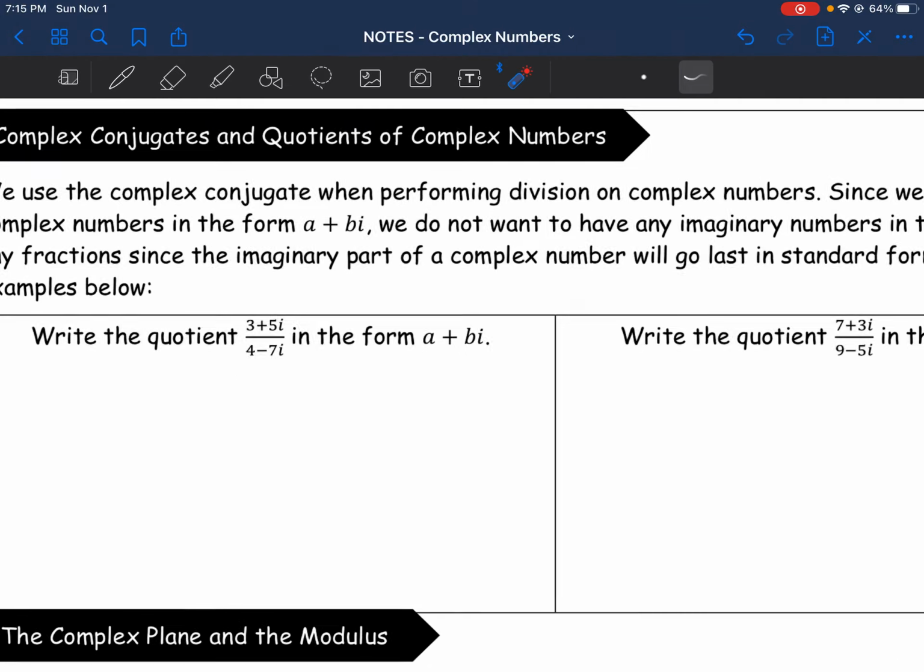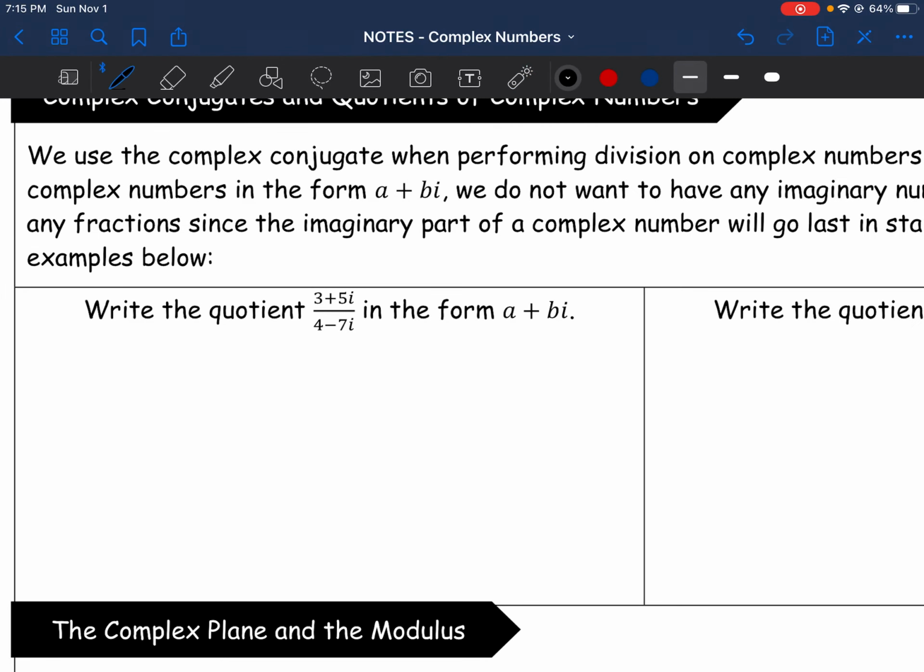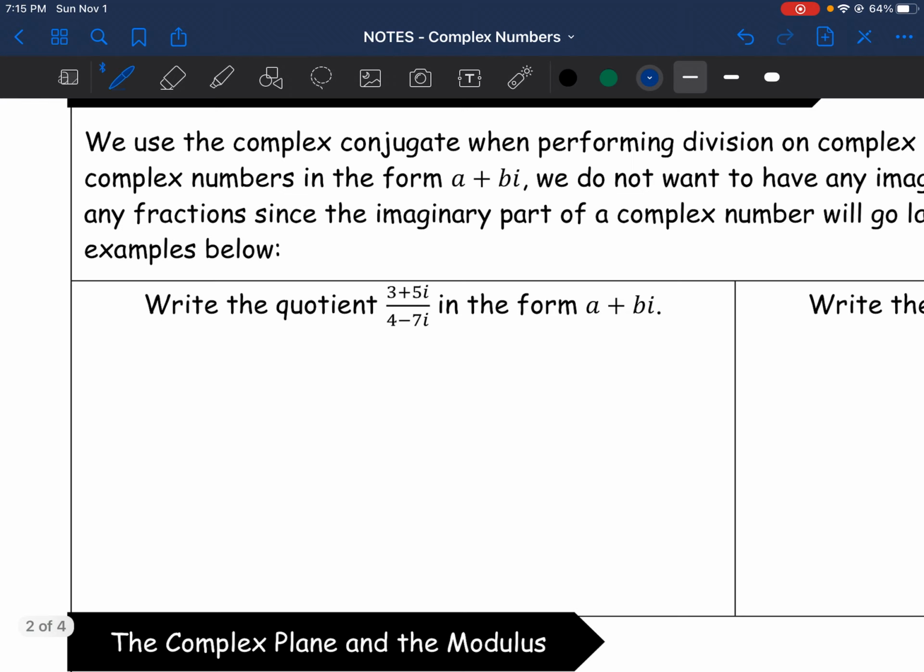Let's look at a couple examples here. We want to write the quotient 3 plus 5i divided by 4 minus 7i in the form a plus bi. So let's go ahead and start it off here. 3 plus 5i divided by 4 minus 7i. What we're going to do is multiply the top and bottom, the numerator and the denominator, by the complex conjugate of the denominator. So the complex conjugate of 4 minus 7i is 4 plus 7i. So let's multiply top and bottom by 4 plus 7i.